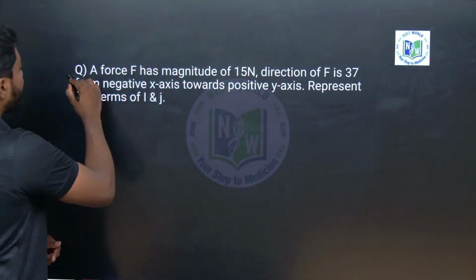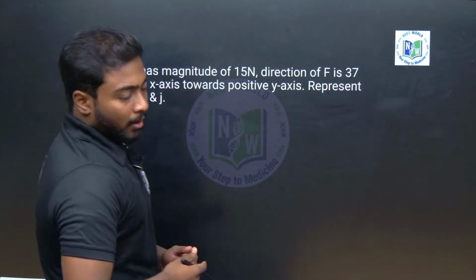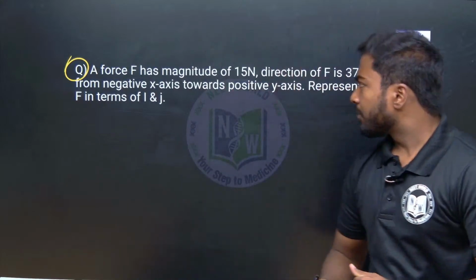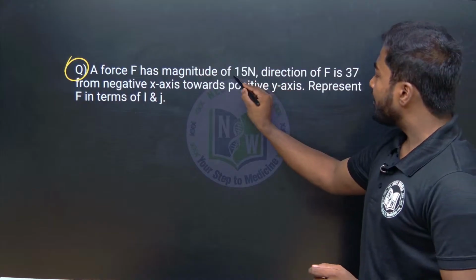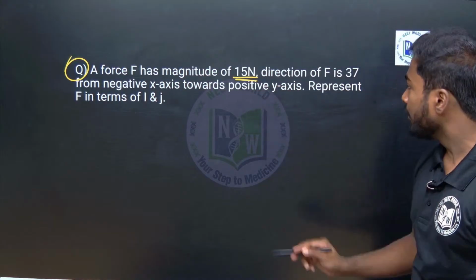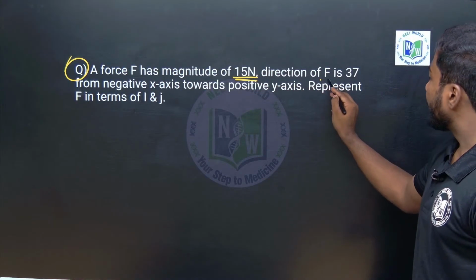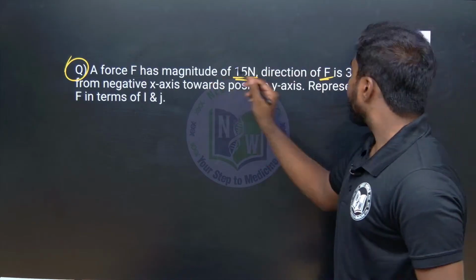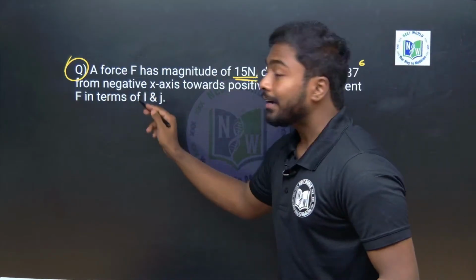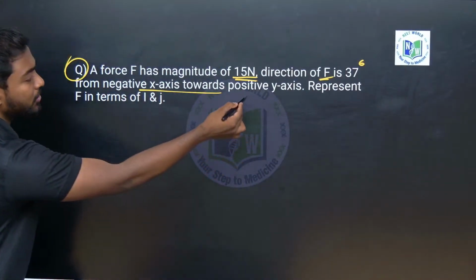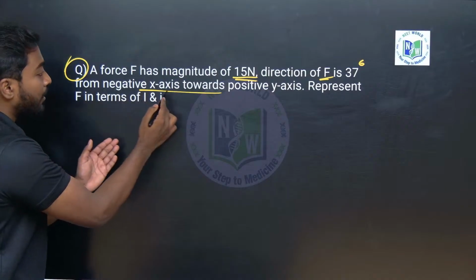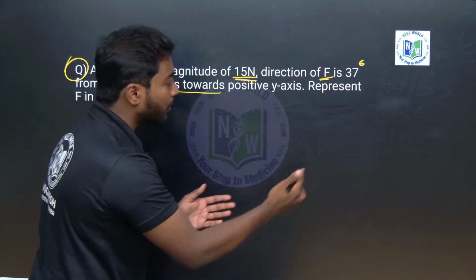Now there is a question where a force is given. The force has a magnitude of 15 Newton. The direction of F, that is the force, is 37 degree from the negative x-axis. Negative x-axis means from the negative x-axis towards the positive y-axis.